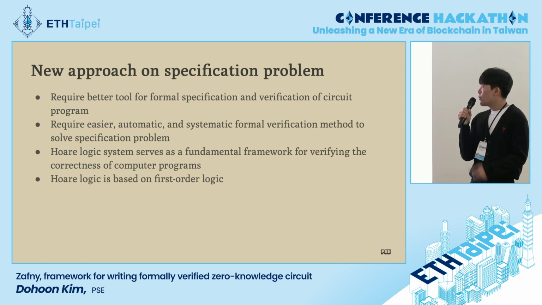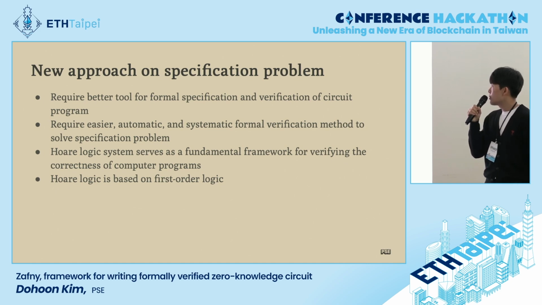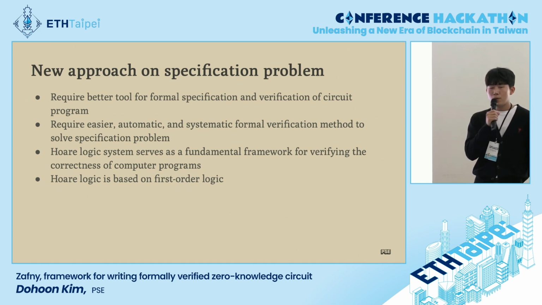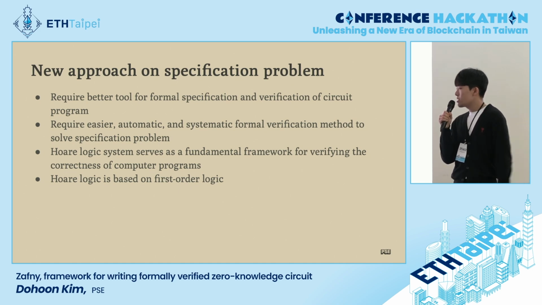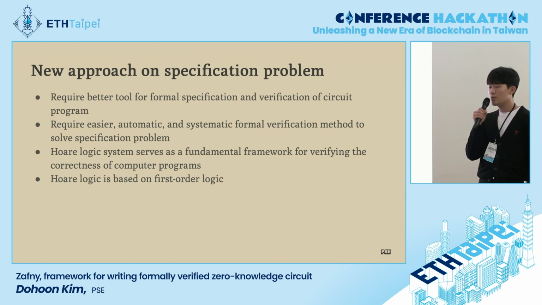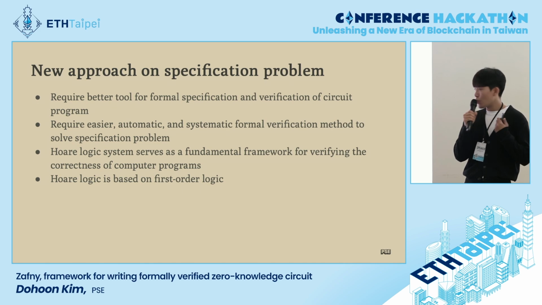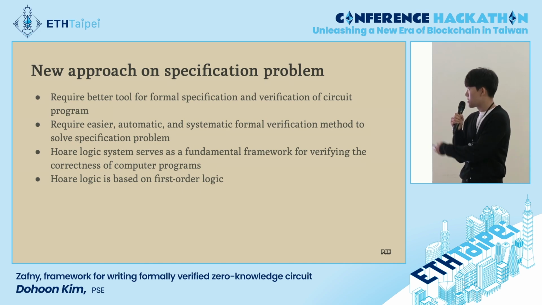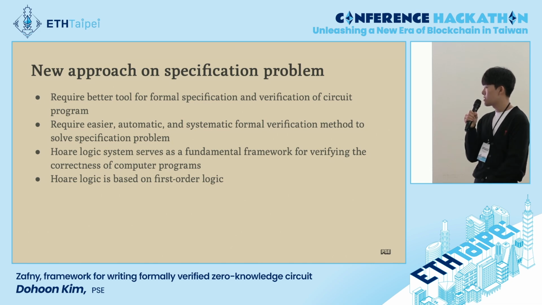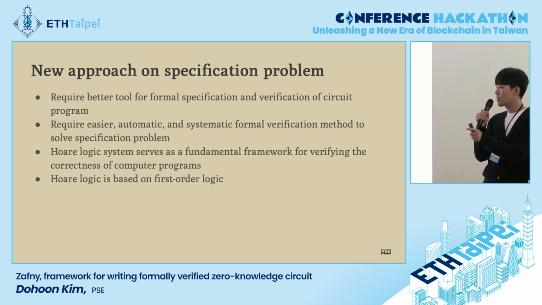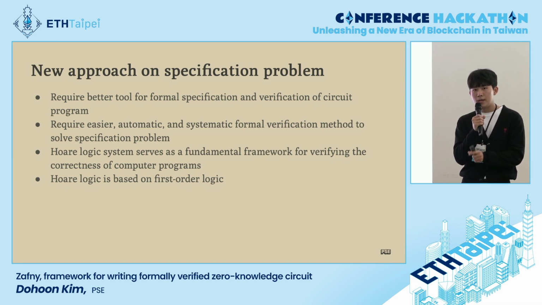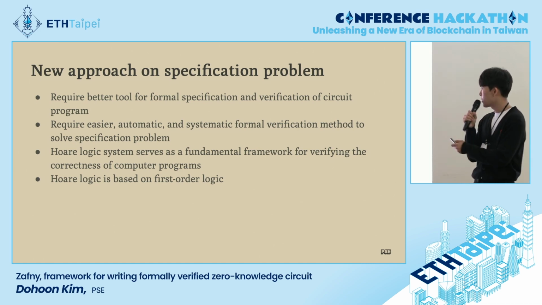As we saw, we require a better tool for formal specification and verification of circuit programs. We also require an easier, automatic and systematic formal verification method to solve these kinds of specification problems. And the Hoare logic system, which I will explain in a later slide, serves as a fundamental framework for verifying the correctness of general computer programs. It is generally based on first-order logic in computer science.